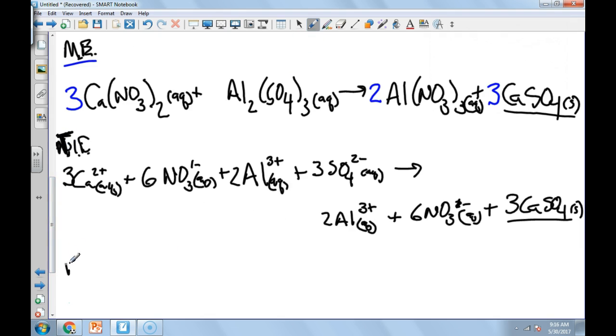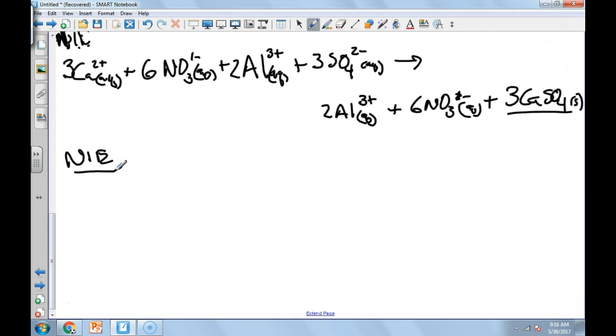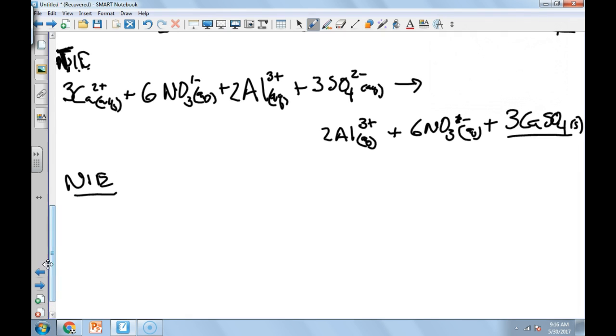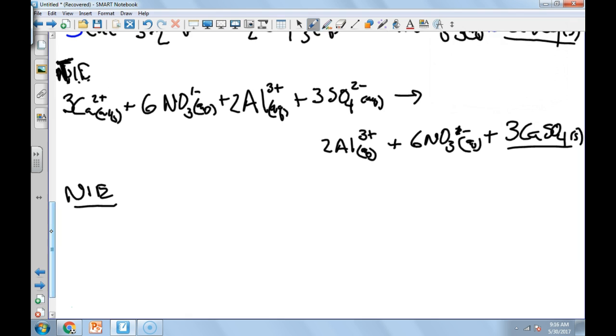And now the last thing we're going to do is write the net ionic equation. So by writing the net ionic equation, that's going to give us just the things that are going to end up changing. So net ionic equation, we cancel everything that's the same. So there's aluminum. Aluminum is the same. We call anything that gets canceled out of the total ionic the spectator ions. Okay, and then nitrate is also going to stay there.